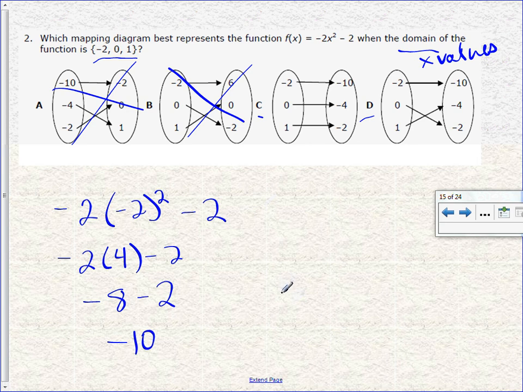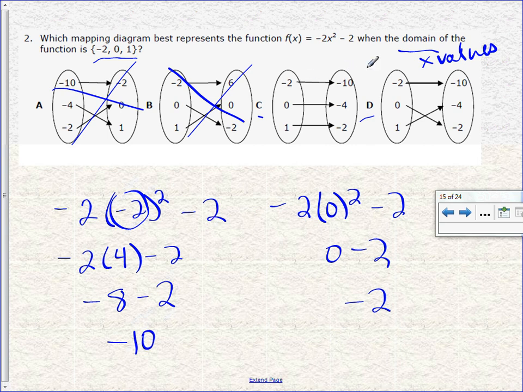All right, let's do 0. If I have negative 2 times 0 squared minus 2, anything times 0 is 0, which means I have negative 2. Now, please pay attention: if I have negative 2, it has to map to negative 10. If I have 0, it has to map to negative 2. Does 0 map to negative 2 here? No. So what's our answer?